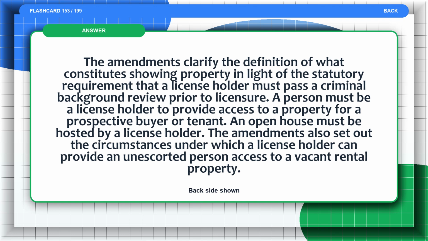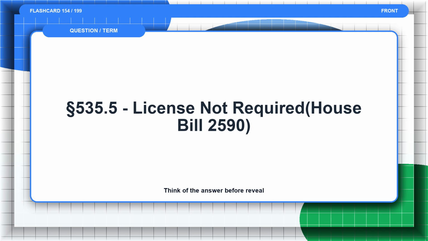The answer is, the amendments clarify the definition of what constitutes showing property in light of the statutory requirement that a license holder must pass a criminal background review prior to licensure. A person must be a license holder to provide access to a property for a prospective buyer or tenant. An open house must be hosted by a license holder. The amendments also set out the circumstances under which a license holder can provide an unescorted person access to a vacant rental property.